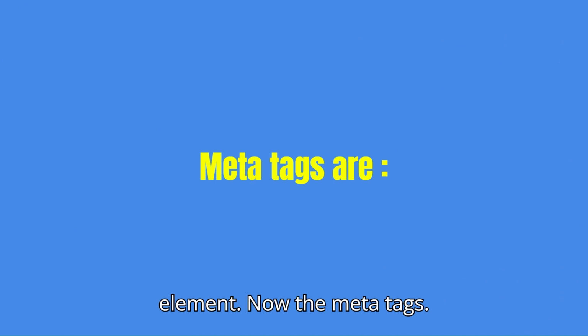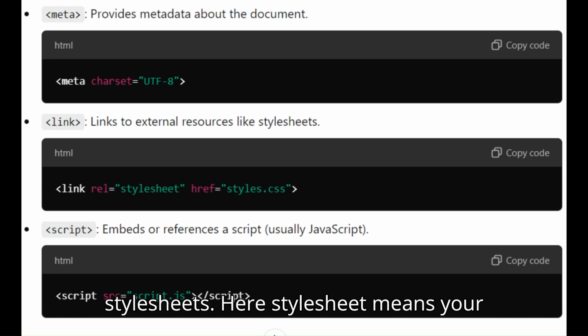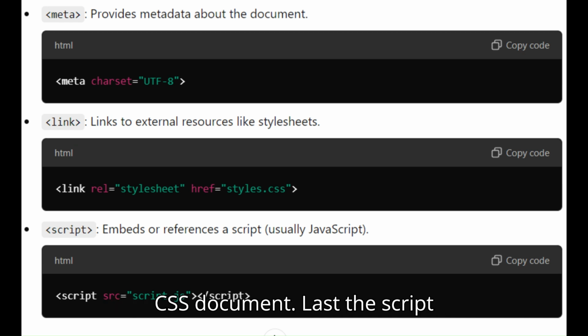Now the meta tags. First is meta, it provides metadata about the document. Second, link, it links to external resources like style sheets. Here style sheet means your CSS document. Last, the script tag, it is usually used to embed JavaScript.